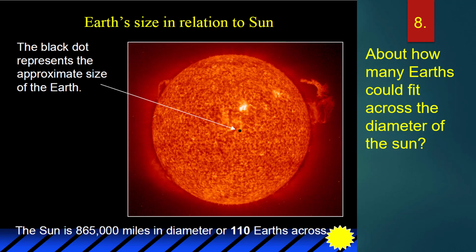Earth's size in relation to the Sun. The black dot represents the approximate size of the Earth. The Sun is 865,000 miles in diameter, or 110 Earths across. Question 8. About how many Earths could fit across the diameter of the Sun?